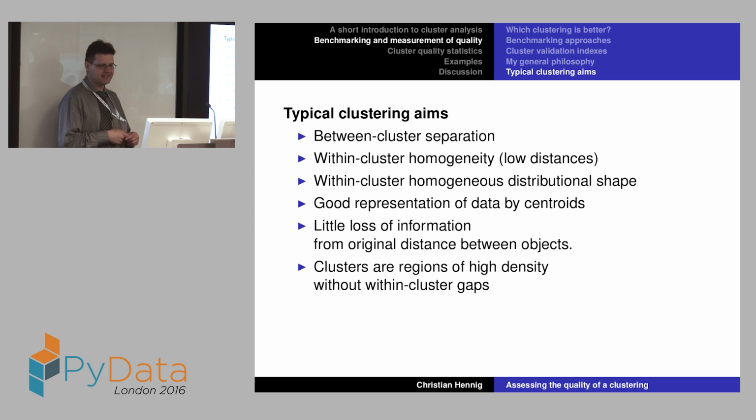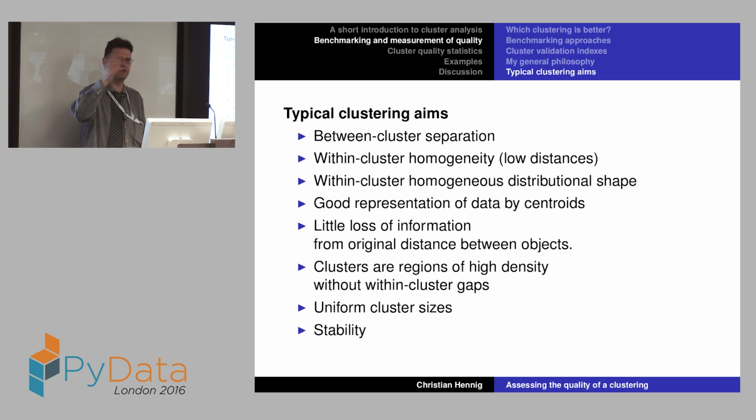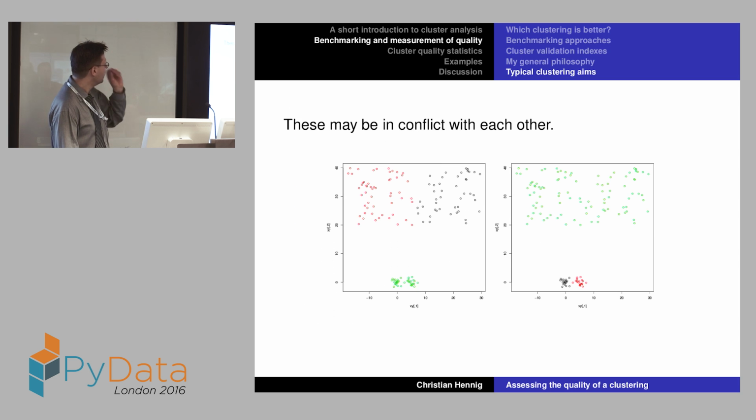You could be interested in clusters that are regions of high density with within cluster gaps. You could be interested in uniform cluster sizes, and in some applications having extremely small and extremely large ones just doesn't make much sense. And you could be interested in stability. So if you basically shift the observations around a bit, you want to have something very similar.